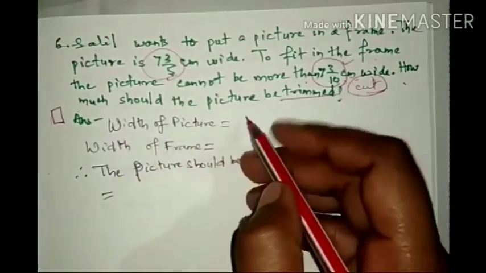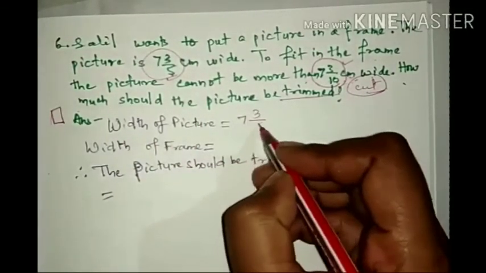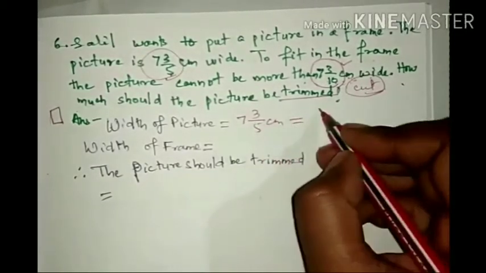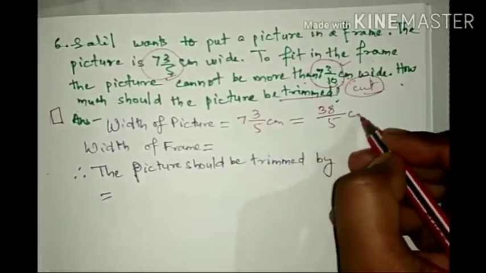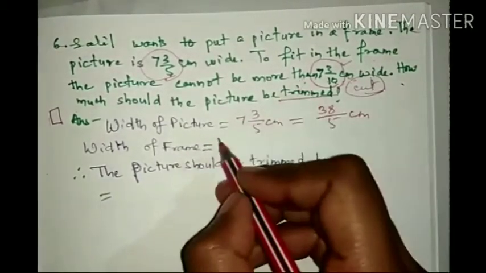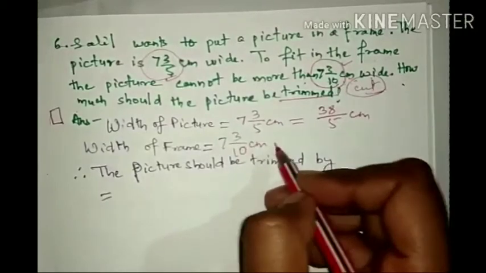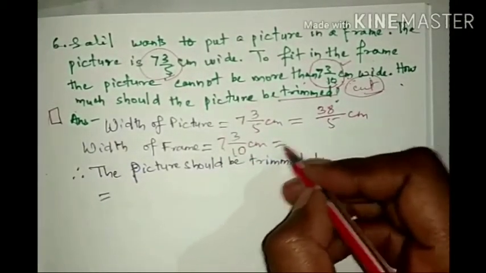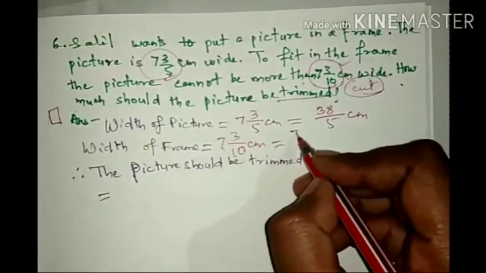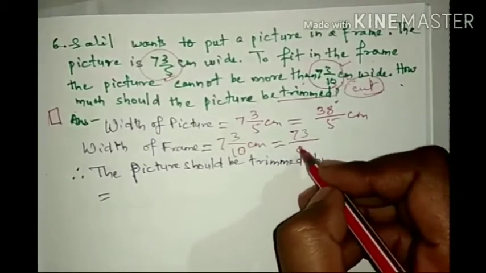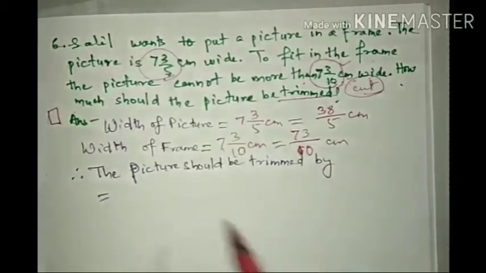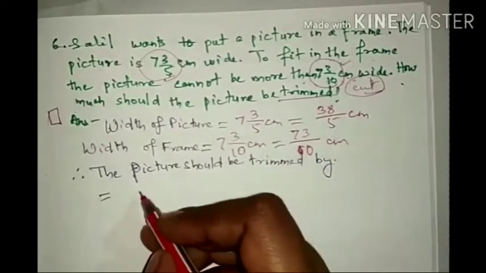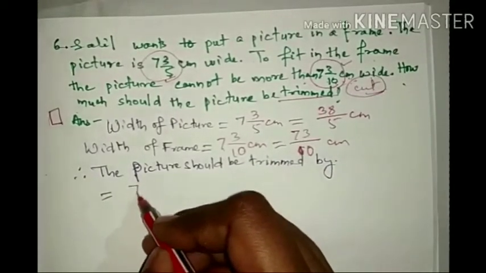So the width of the picture is 7 and 3 by 5 centimeter: 5 sevens are 35 plus 3, 38 by 5 centimeter. Next, the width of the frame is 7 and 3 by 10 cm. Convert it into an improper fraction: 10 sevens are 70 plus 3 equal to 73 by 10 cm. So how much should the picture be trimmed?